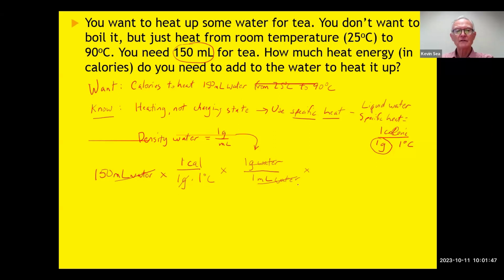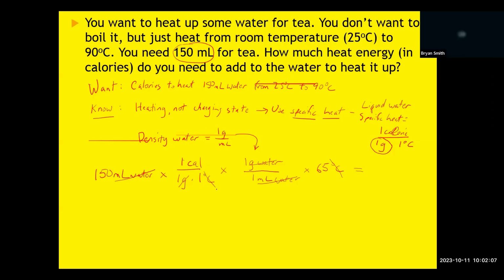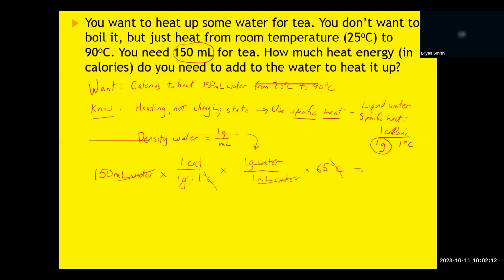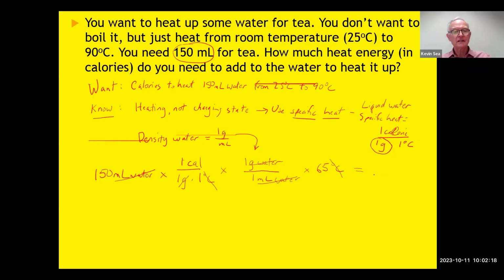So we're going from 25 to 90. That's an increase of 65 degrees C, and now we can cancel degrees C. Isn't it 70? 25 to 90, I think, is 65. Oh, you're right. My bad. We've all been math challenged today.